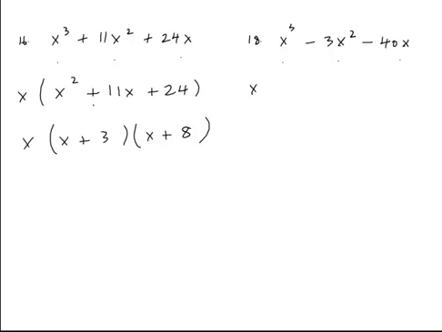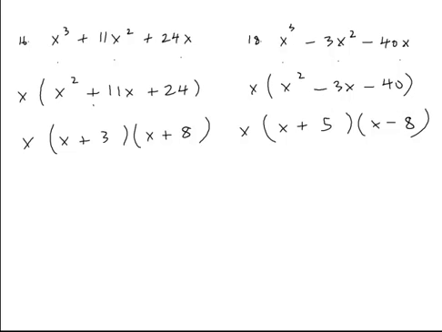Factor out an x squared. 3x, 40. The negative 40 on the end tells me that the signs are going to be different. 40, I usually think of 4 and 10, but 4 and 10 will not give me a 3, but a negative 8 and a positive 5 will.